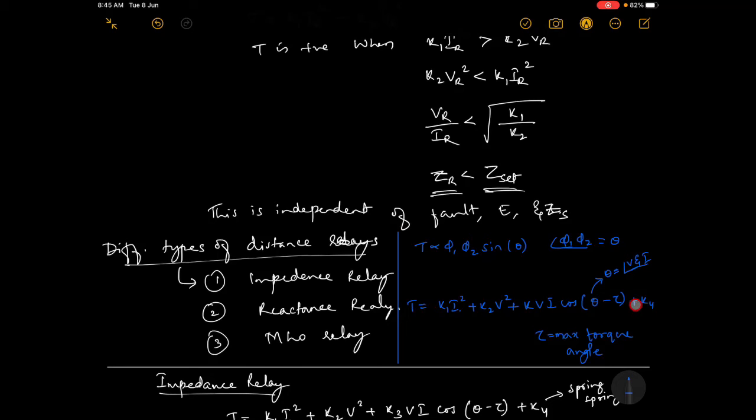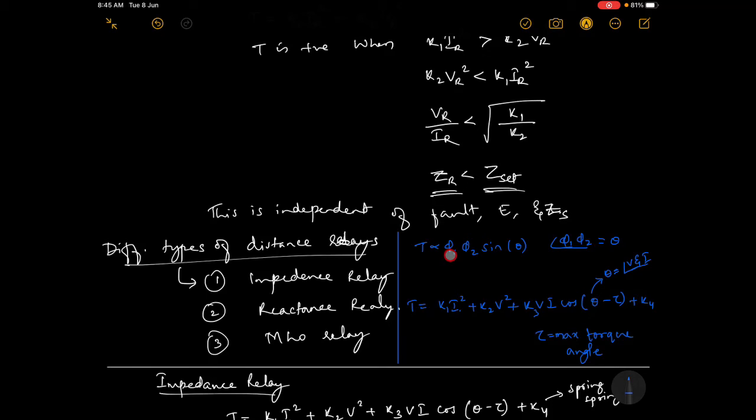So this is our generic, universal equation of torque: K1 into I squared plus K2 into V squared plus K3 V I cos(theta minus tau). Where tau is the maximum torque angle and theta is the impedance angle, correct? Theta is the impedance angle. So torque is basically taken from this equation.